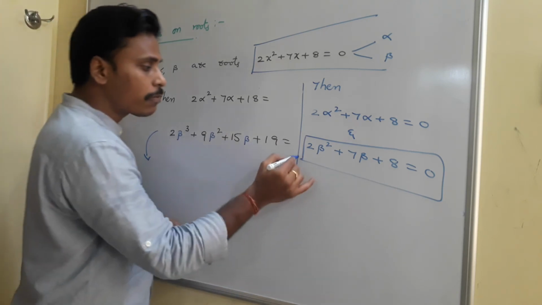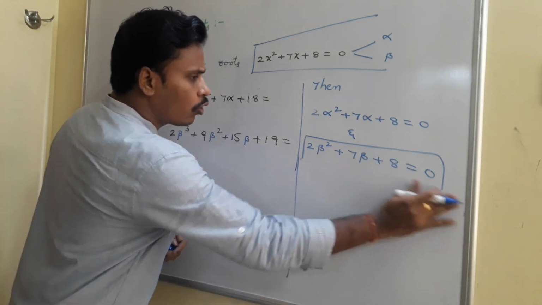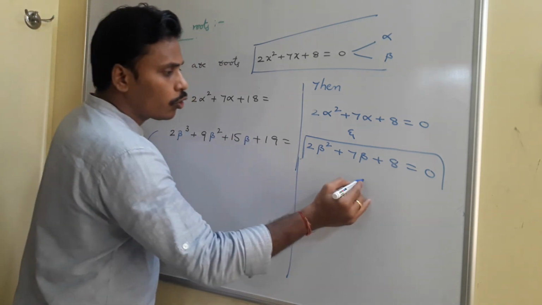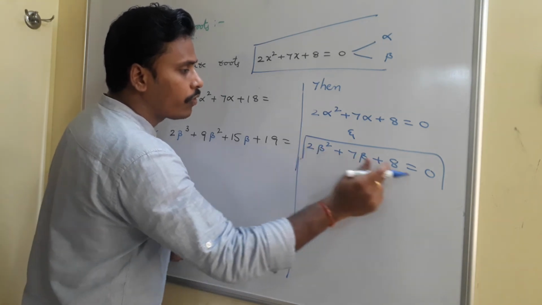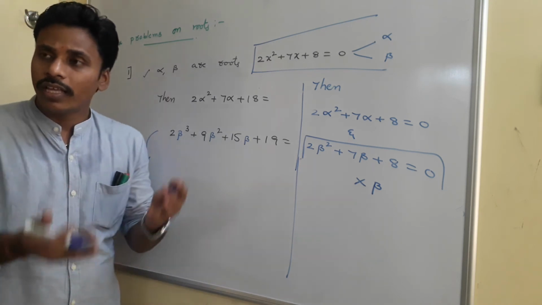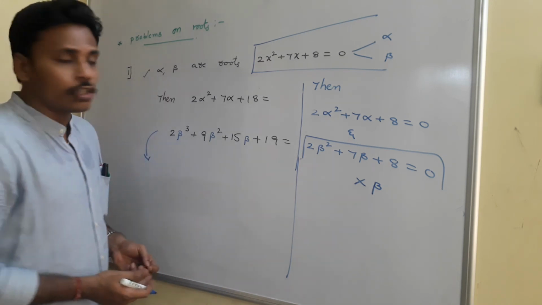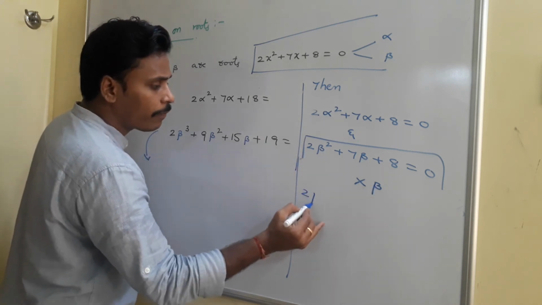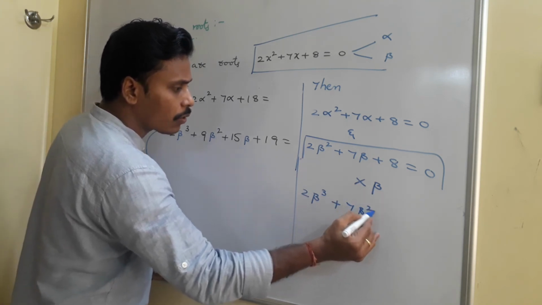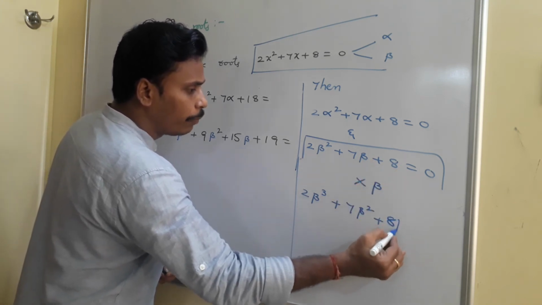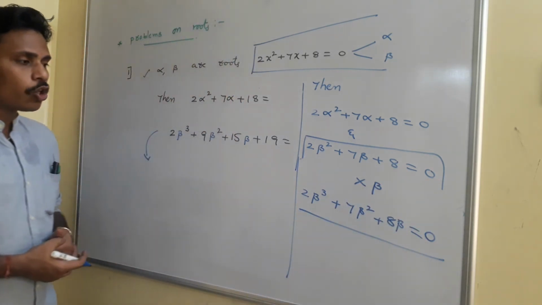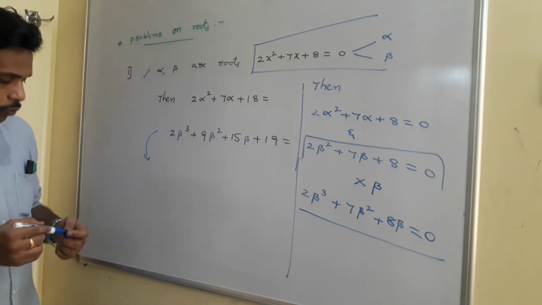For that, you just multiply. This is an equation, okay? But the equation is in terms of beta, and we need here beta cube. So you just multiply every term of this with beta. If you multiply every term with beta, nothing is wrong there, because the equation stays balanced if you multiply both sides. So 2 beta square into beta is 2 beta cube, plus 7 beta into beta is 7 beta square, plus 8 into beta, 8 beta, is equal to 0 into beta, which is 0. So 2 beta cube plus 7 beta square plus 8 beta is equal to 0.